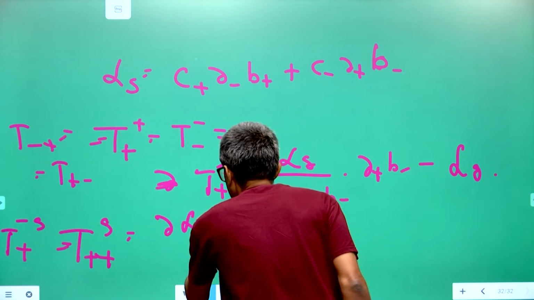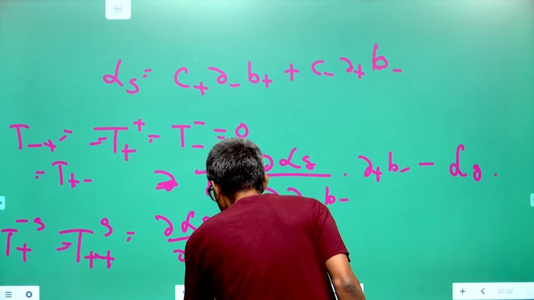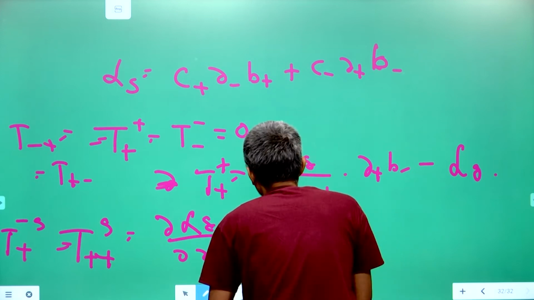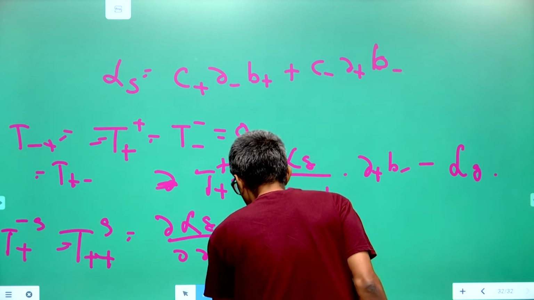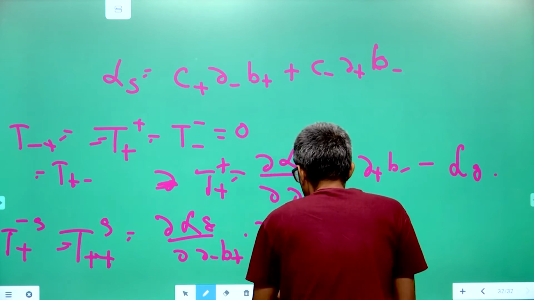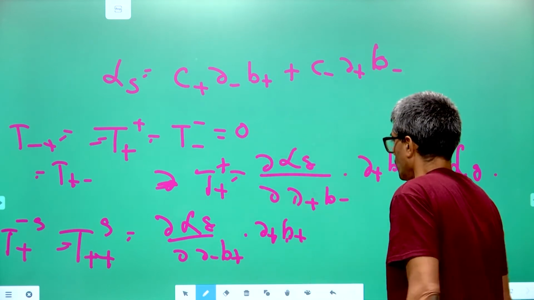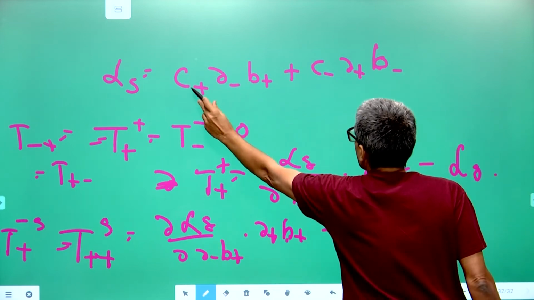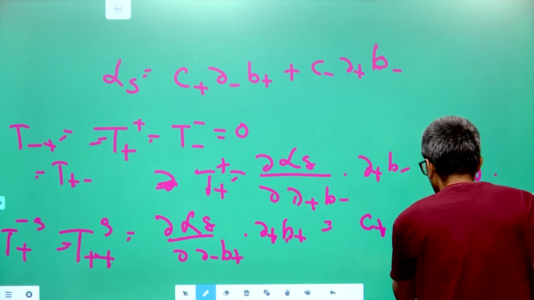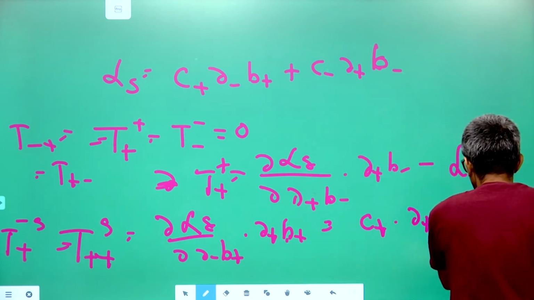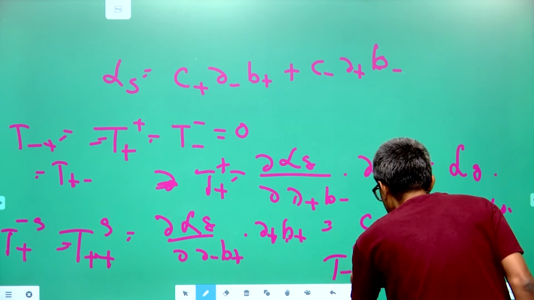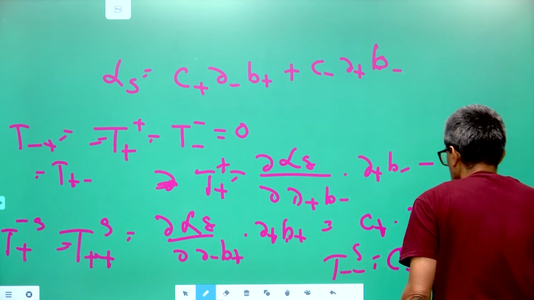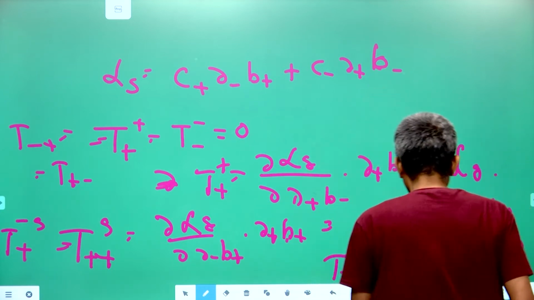This is the same as dou Lg by dou minus B plus multiplied by dou plus B plus. Oh sorry, I should not put x, I should put dou minus of B plus and dou plus of B plus. So, dou Lg by dou minus B plus is nothing but C plus. So, this is C plus into dou plus B plus, which is non-zero, right. Likewise, if you calculate T minus minus of the ghost, that will give you C minus dou minus B minus, which is non-zero.